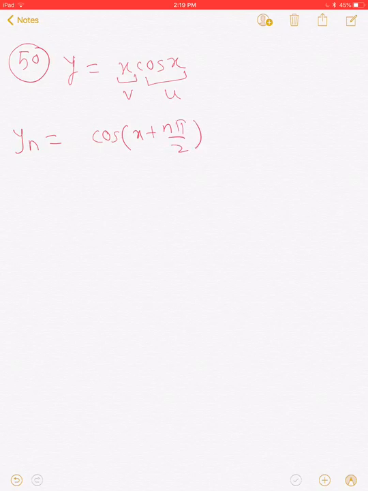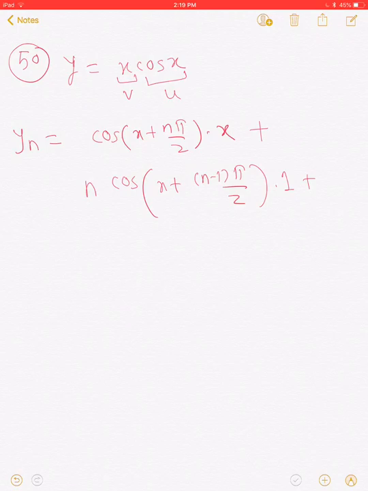second function as it is, plus n into n minus 1th derivative of cos function into first derivative of x, that is 1. In the next step, the derivative of 1 becomes 0, so all terms vanish.